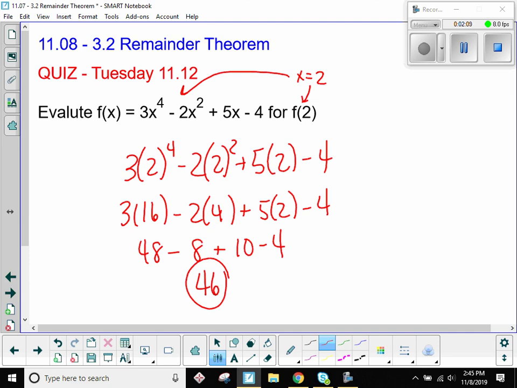So this process that we just did is to evaluate, right? To find the value of the function when x is 2. What we're doing today is learning how to use synthetic division to get the same answer. It's kind of cool. I mean, I think it's kind of cool.